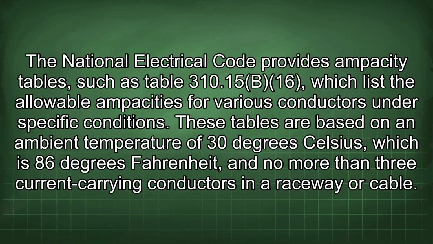The National Electrical Code provides ampacity tables, such as Table 310.15(B)(16), which lists the allowable ampacities for various conductors under specific conditions. These tables are based on an ambient temperature of 30 degrees Celsius, which is 86 degrees Fahrenheit, and no more than 3 current-carrying conductors in a raceway or cable.